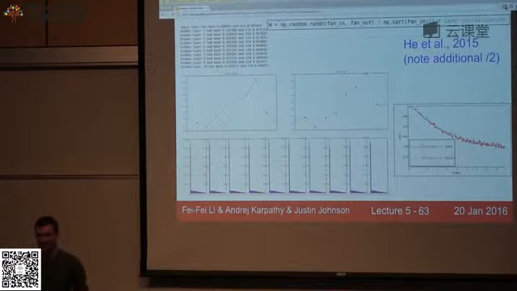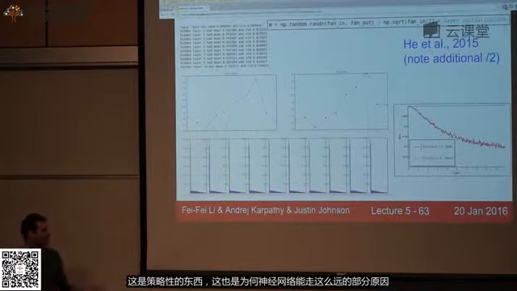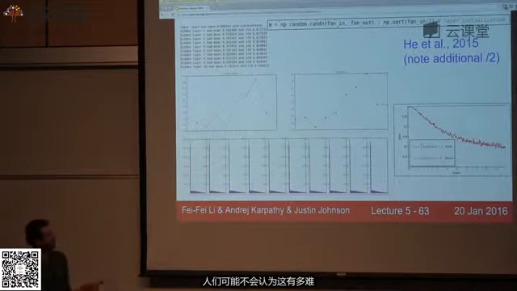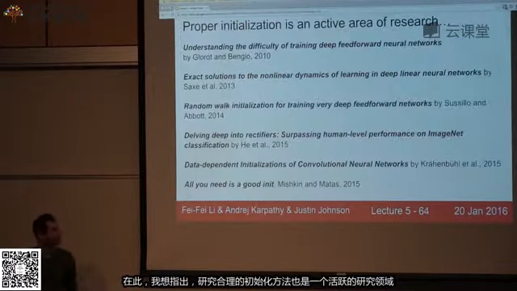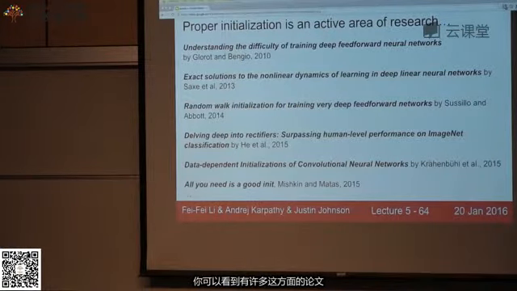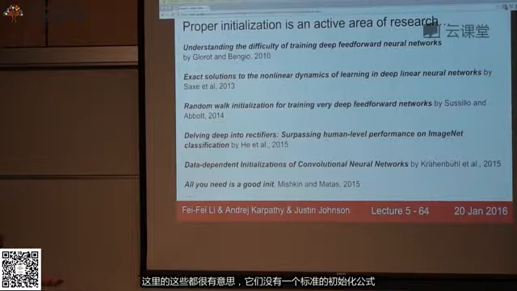Okay, so tricky stuff. This is partly why neural networks didn't work for a long time. I think people didn't fully appreciate just how difficult this was to get right, and tricky. And so I'd just like to point out that proper initialization is basically an active area of research. You can see that papers are still being published on this. A large number of papers just proposing different ways of initializing your networks.